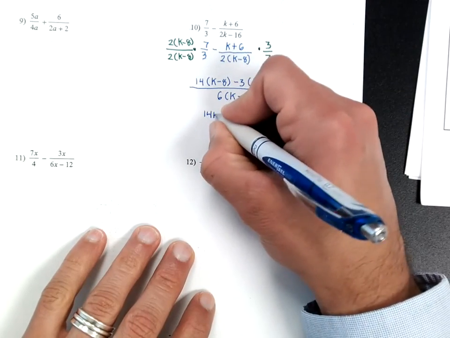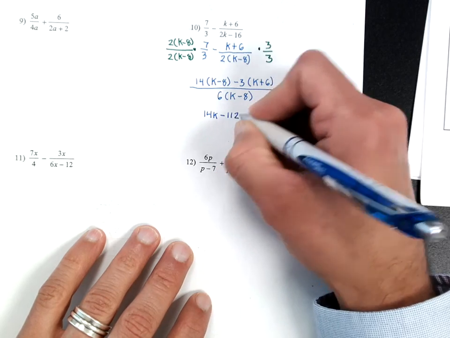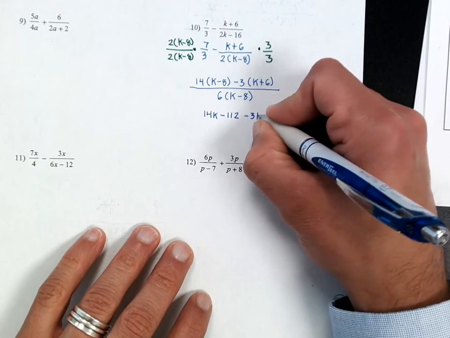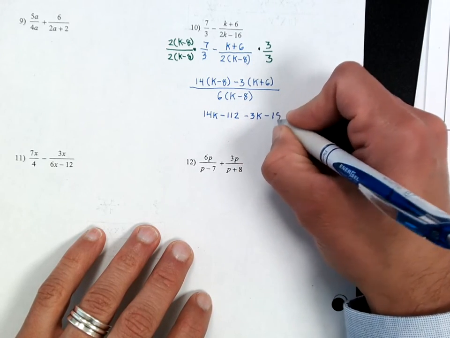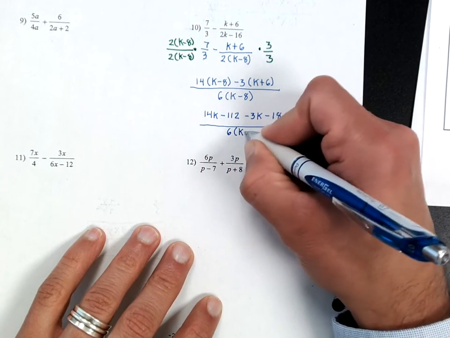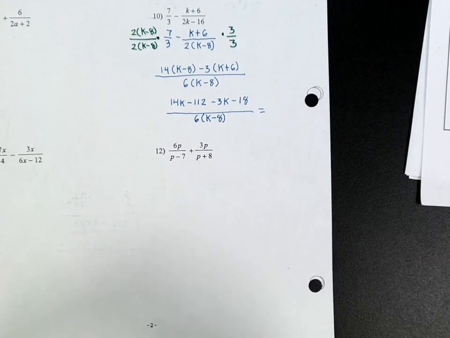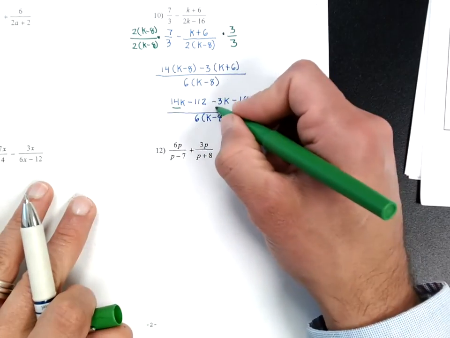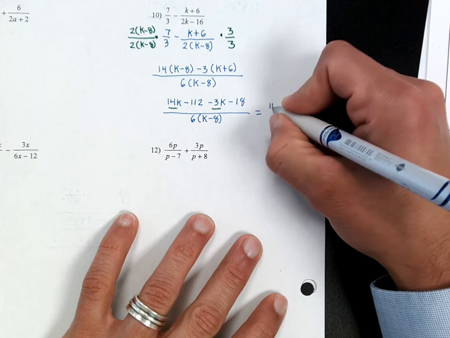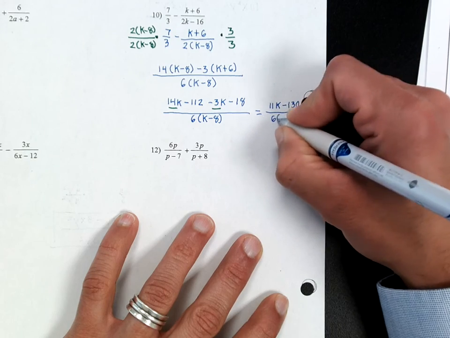So we have 14k minus 112. That's 14 times 8, by the way. And then we have negative 3k minus 18. All over the 6k minus 8. And then finally, we're going to add like terms. And I'll zoom in on this one in just a second. I got that one and that one. So I have 11k minus 130. All of that over 6k minus 8.